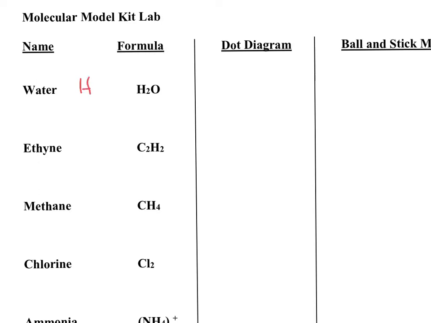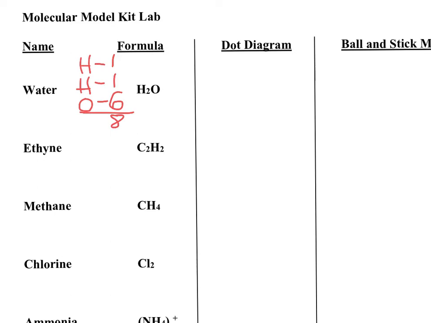For water we have H2O, which means we have 2 hydrogens and 1 oxygen. If we want to do the Lewis dot diagram for it, we have to make sure we count up how many valence electrons. Since hydrogen is in group 1, hydrogen has 1 valence electron. Since oxygen is in group 16, it has 6 valence electrons. So that means we have a total of 8 valence electrons we need to use in order to create water's dot diagram.